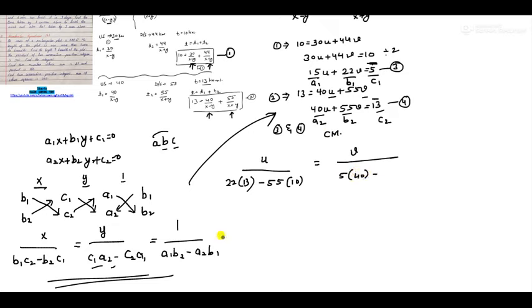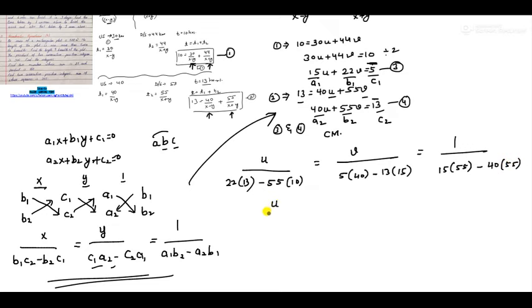Minus, again, what is this? C2 A1. Where is C2? Yes, 13 into A1. How much is A1? A1 is this, where is it? 15, correct? Is equal to 1 divided by A1 B2. A1 is 15 into B2 is 55, right? Minus A2. A2 is 40 into B1 is 55. Okay. So you'll get like this.